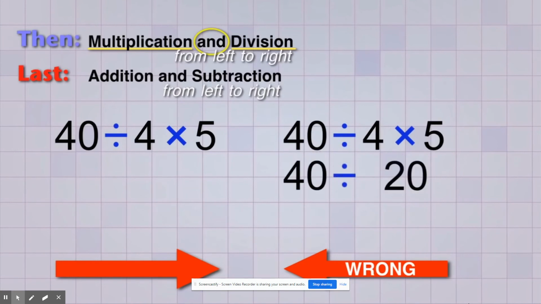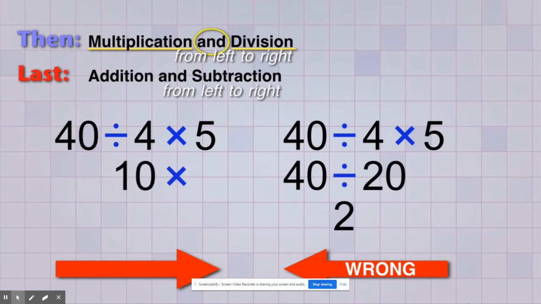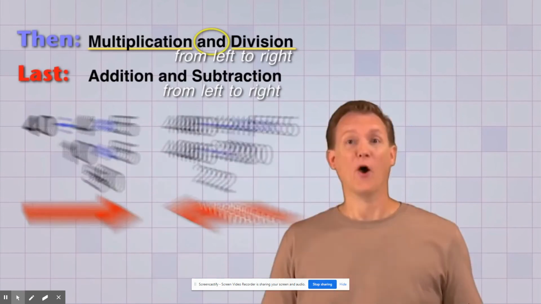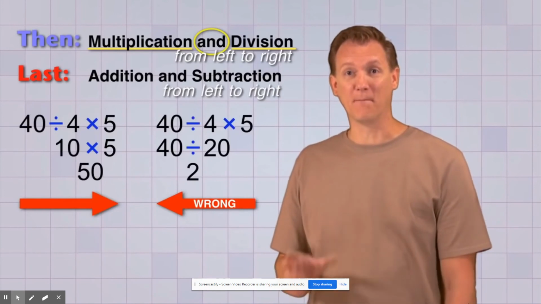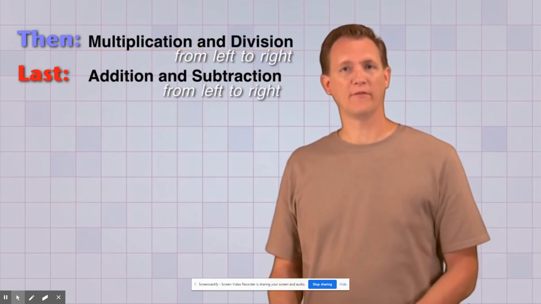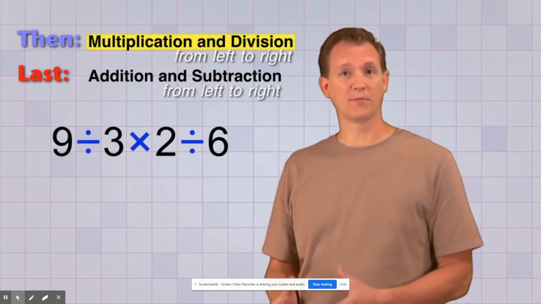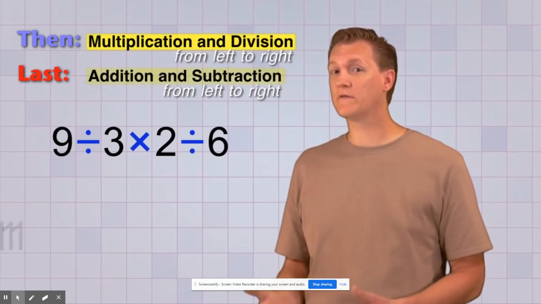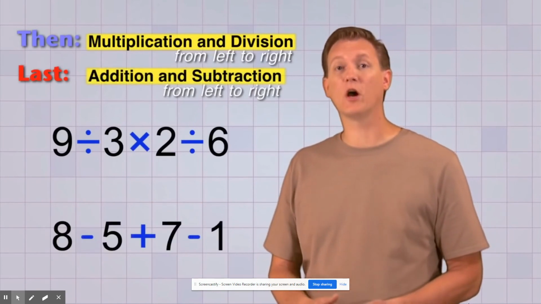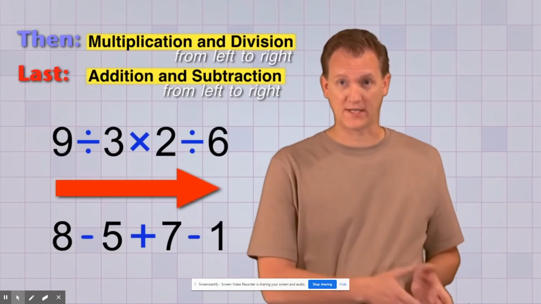And then 40 divided by 20 equals 2. But if you go from left to right, you would do 40 divided by 4 first, which is 10. And then 10 times 5 equals 50. Wow, the direction we went made a big difference. So whenever you have a problem that has a mixture of multiplication and division, or a mixture of addition and subtraction, you know to do the operations in order from left to right.